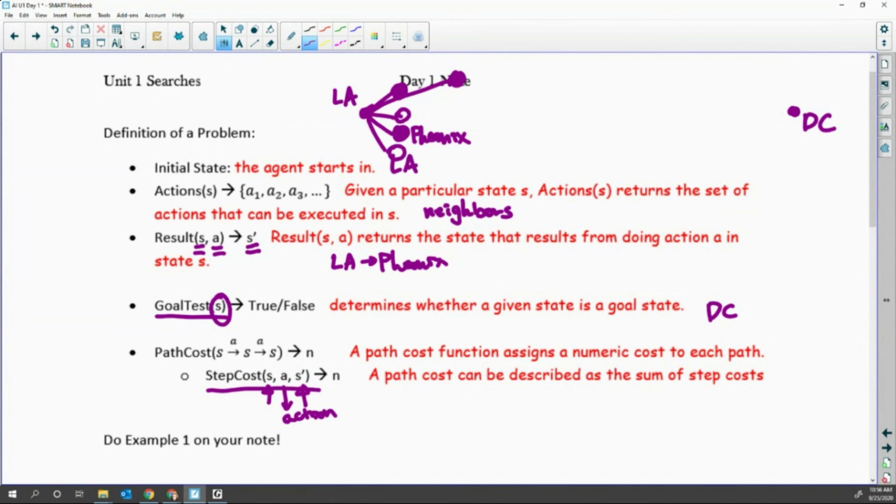Then when you combine the step costs, let's think about I went up to Dallas. In that case, now I have multiple states in one result: LA to Phoenix to Dallas. In that case, I have to know the total cost of this path. We call that the path cost.